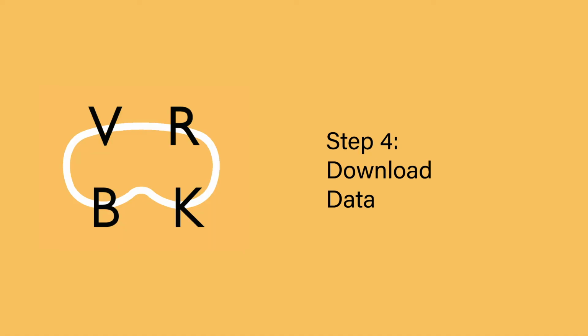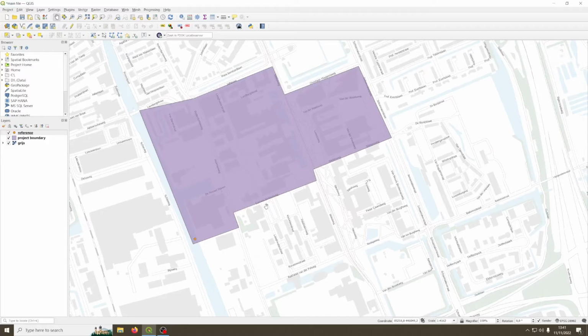So now we're ready to actually import some data. For this project, we'll use data from PDOK. If your project is not in the Netherlands, a good starting point is always OpenStreetMap. But the country that you're working in might also have more specific data sources, like PDOK in the Netherlands.